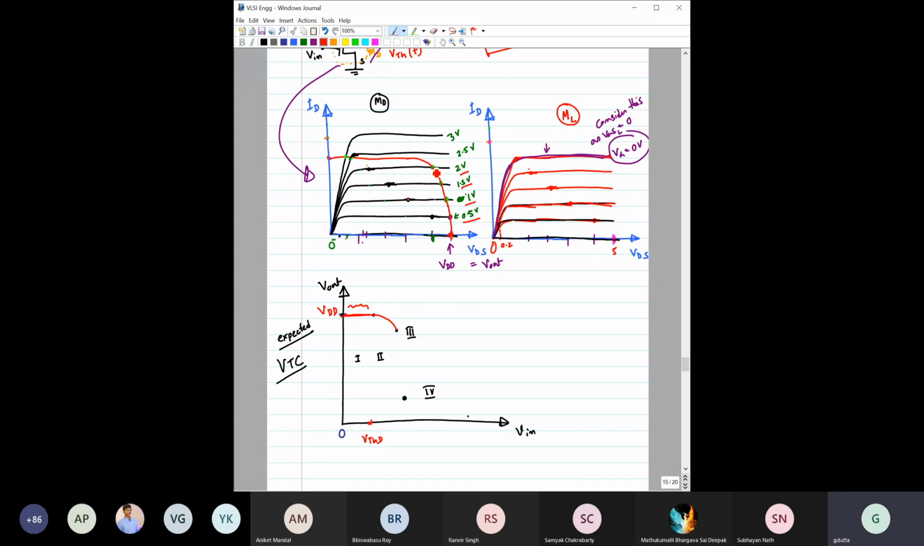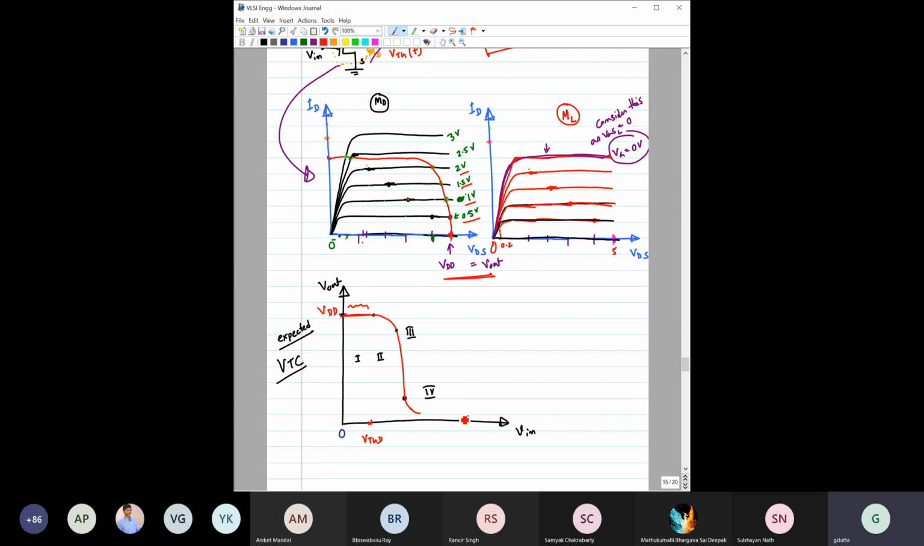So after that, once you have crossed this, once you have come to this region, here the change will be quite rapid. Now, once you have reached this, then after that, the change in output voltage, this is the output voltage axis, right? Again, it will slow down.